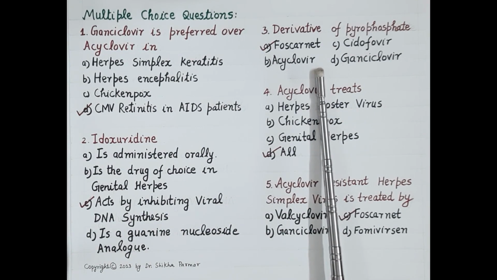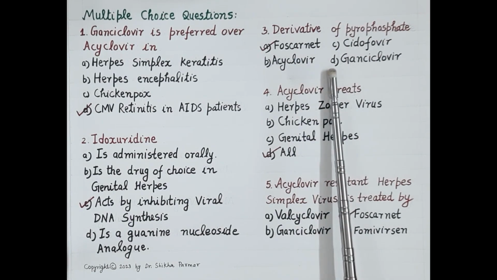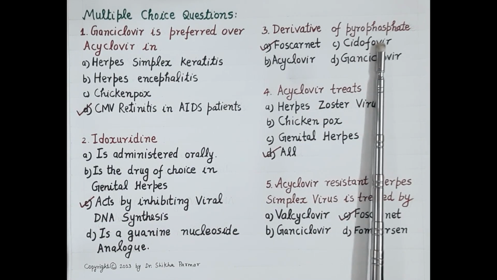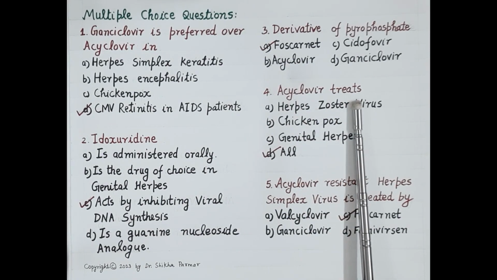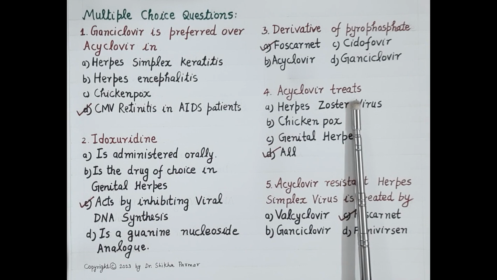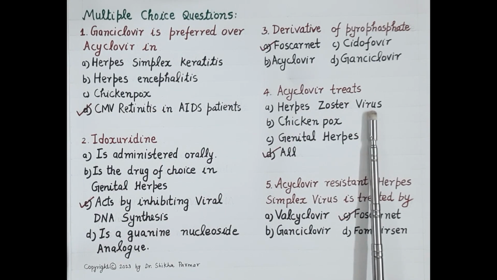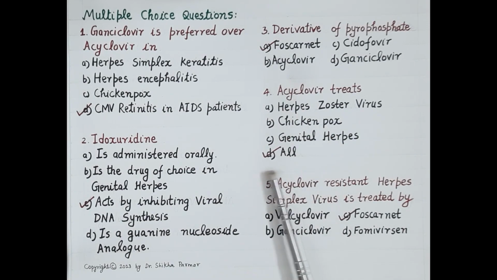Then another question, derivative of pyrophosphate. So these are the 4 drugs. Now we know that Foscarnet is the derivative of pyrophosphate. So the correct answer is Foscarnet. Then Acyclovir treats, now here we should remember what the clinical uses of Acyclovir, all herpes infections and all varicella zoster infections. So Acyclovir treats herpes zoster virus, yes. Chickenpox, yes. Genital herpes, yes. So the correct answer is all. The correct option is all.